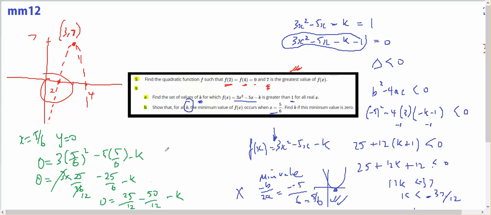So move the k over. k equals 25 on 12 minus 50 on 12, which is minus 25 on 12. Done.